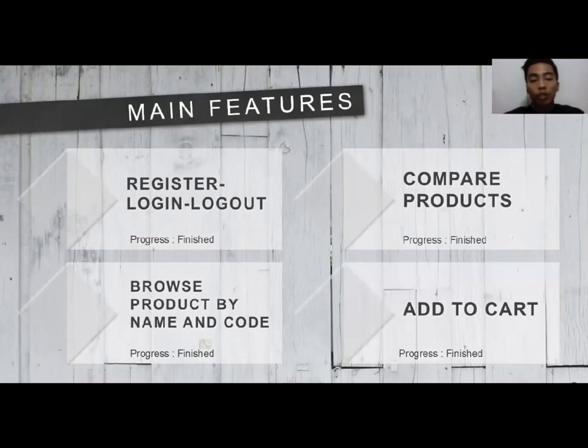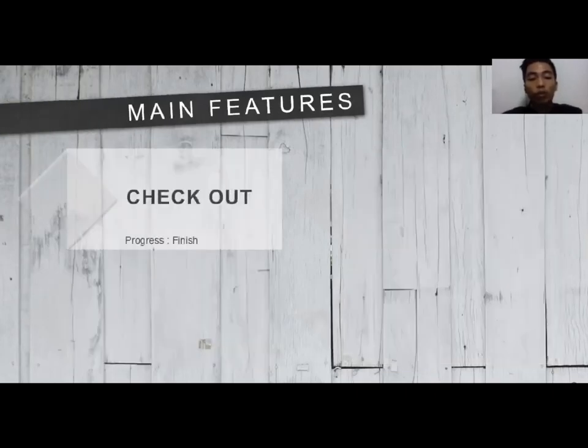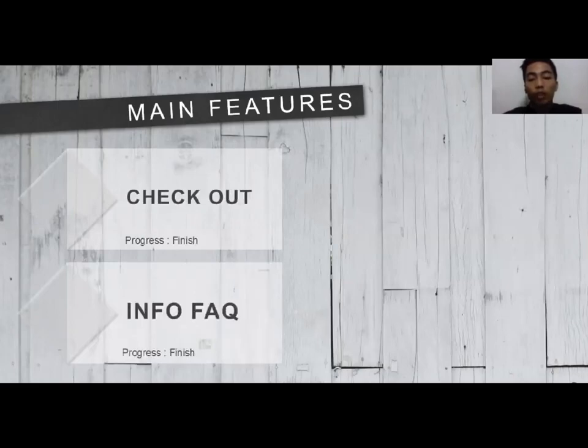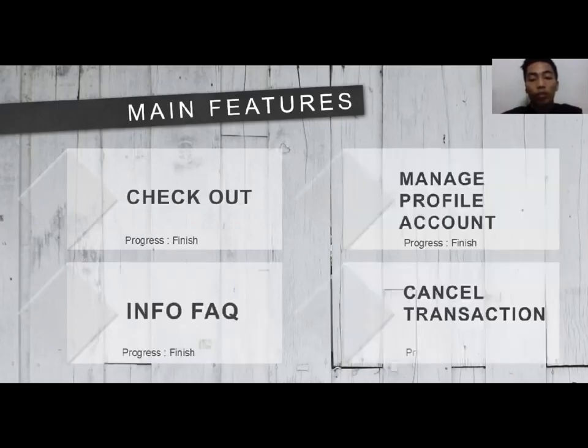Add to cart. To save the product to the user cart. The progress of this feature has been finished. Check out. After adding to cart, user can check out. The progress of this feature has been finished. Manage profile account. User can manage personal data, password, and see orders that have already been checked out. The progress of this feature has been finished. Info FAQ provides information about system usage guidelines. The progress of this feature has been finished.